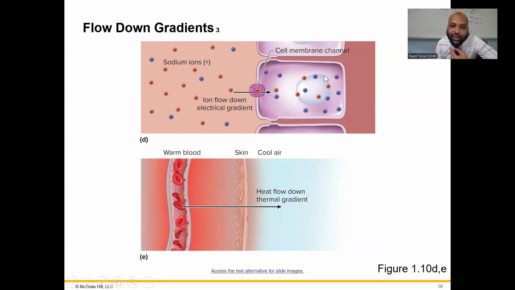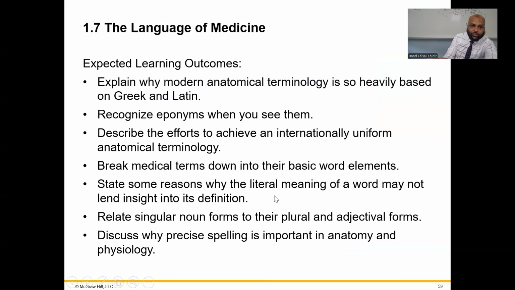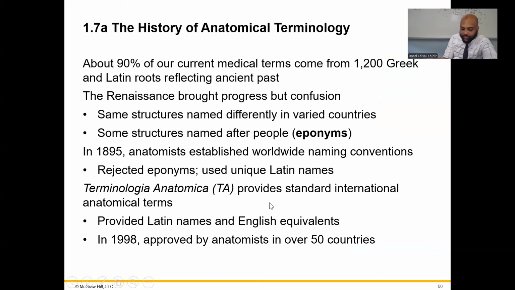And here you have a lot of negative charge. They're going to move inside or outside? Outside, because there's a lot of negative inside. They're going to move outside. Then there is thermal gradient, where there is hot, where your body is very warm, and that's your skin, and that's the cool air. So the heat is going to move all of the warm blood out into the colder regions.